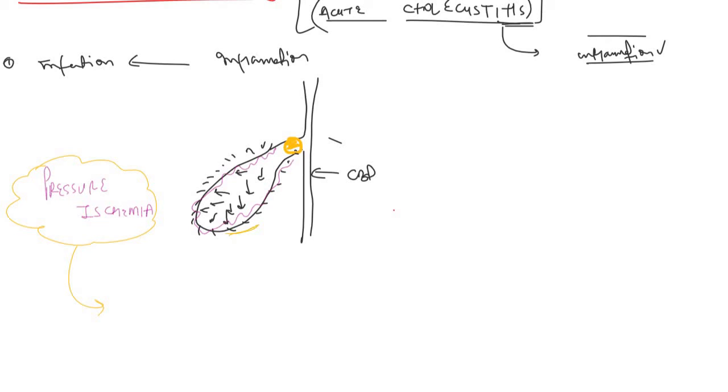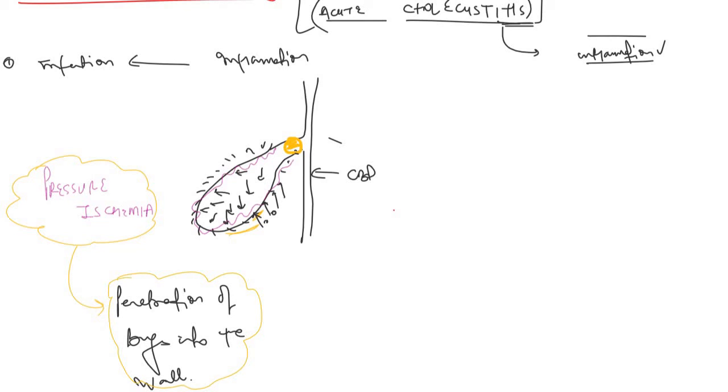and as a result of the weakness in the wall, the bacteria or other pathogens can easily penetrate into the wall, and as a result of the penetration of those bugs into the wall, there will be infection. And as a result of the infection, there will be inflammation, and this inflammation is called acute cholecystitis.